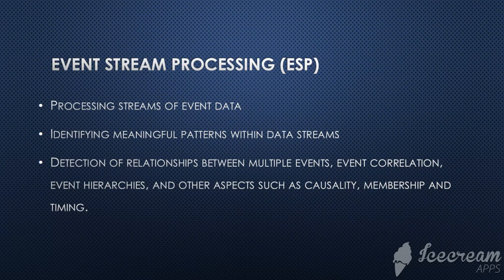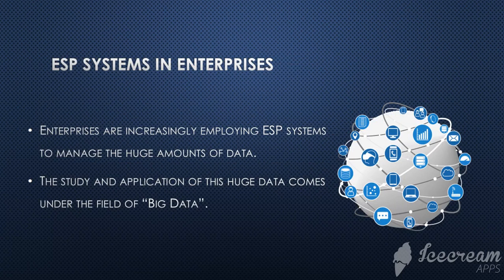Event stream processing deals with processing streams of event data in order to identify meaningful patterns within data streams. It employs techniques such as detection of relationships between multiple events, event correlation, and event hierarchies. Enterprises are increasingly employing event stream processing systems with extended analytical and mining capabilities to manage the huge amounts of data that is being produced. The study and application of this huge data comes under the field of big data.